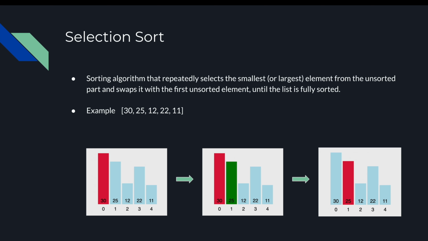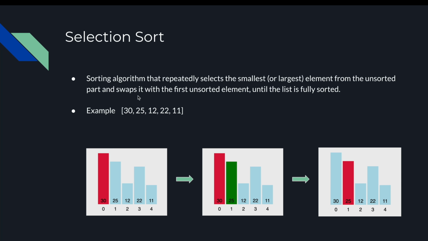Selection sort is a sorting algorithm that selects the smallest element from the unsorted part of your data. That's an important point. We have to select the smallest element from the unsorted part of the data and swap it with the first unsorted element, and we have to repeat this process until our data is fully sorted. Let's try to understand this with an example.